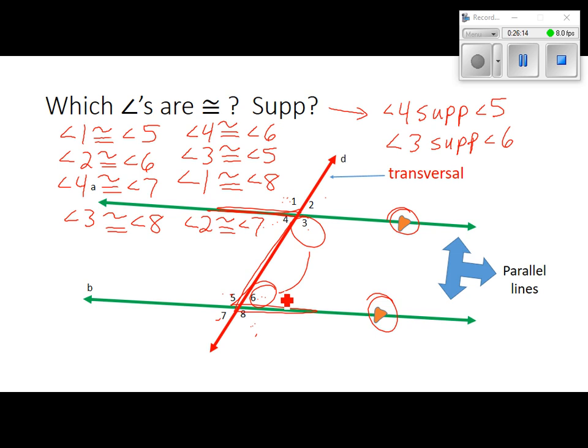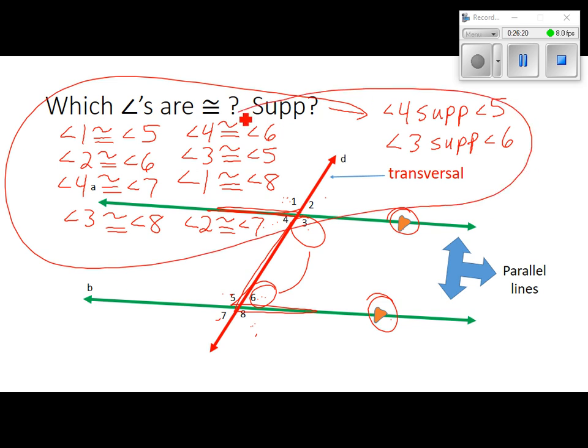So with them telling us that these two lines are parallel, we know all of this information. Plus, we still know all the stuff about vertical angles, like angle 1's congruent to angle 3, angle 2's congruent to angle 4, and so on and so on. We know all that stuff also. So we know a whole bunch of information about this picture.